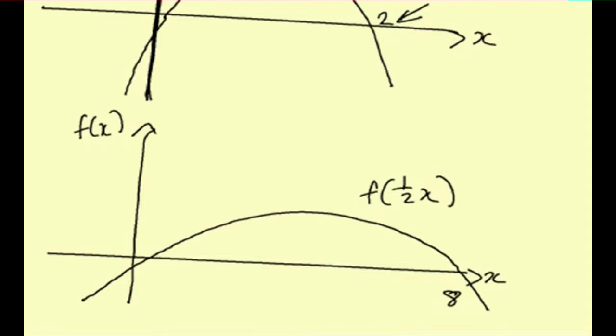So to conclude, when we do f brackets ax, it's a stretch along the x-axis by a factor of 1 over a. So we have to multiply every single x coordinate by 1 over a.